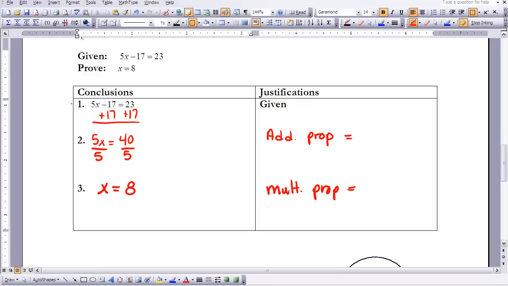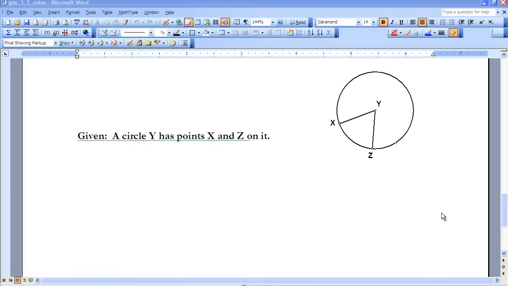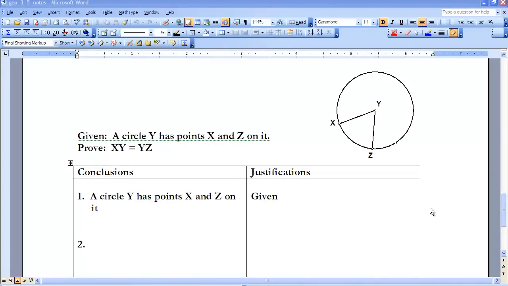So the first step is always your given, and the last step is always your proof statement. On a test, if you're ever given a proof, you know you can fill in those two things, and you know your justification for the first one is always the given. You have 2 more proofs in your note packet, and we will do those together in class. So this concludes lesson 3.5.